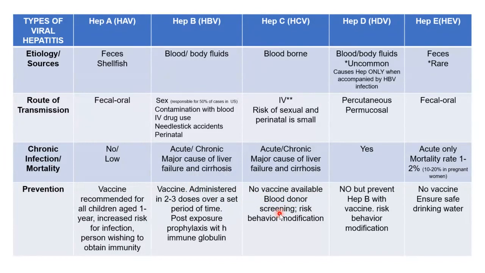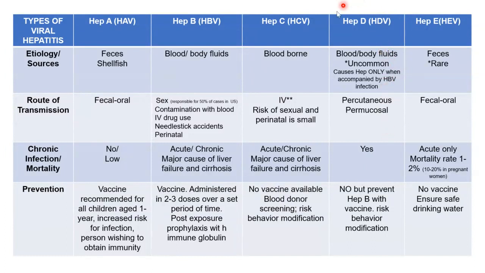Blood donor screening can be helpful for prevention. Generally, somebody who had a blood transfusion prior to 1985 would be more at risk, because they started screening about then. Risk behavior modification is huge: don't swap blood with somebody. Don't use IV, don't share needles, basically.